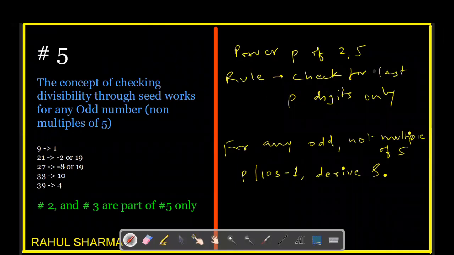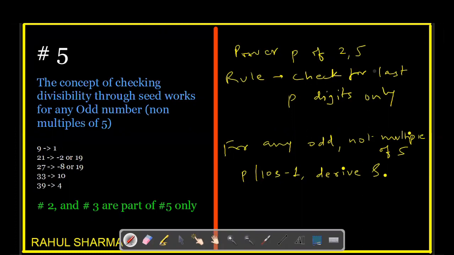Now let's summarize these rules because we discussed 5 rules. And these 5 can further be broken into just 2 rules. The rule number 1 is for the power p of 2 and 5. The rule is check for the last p digits only. If the last p digits are divisible by power p of 2 or 5, then the number will be divisible by power p of 2 and 5.